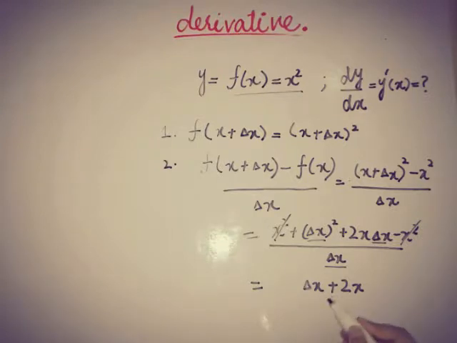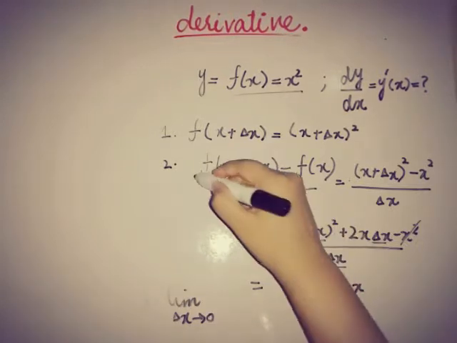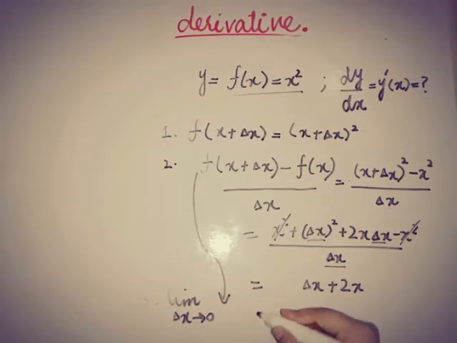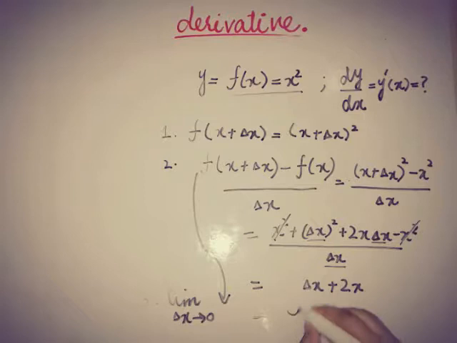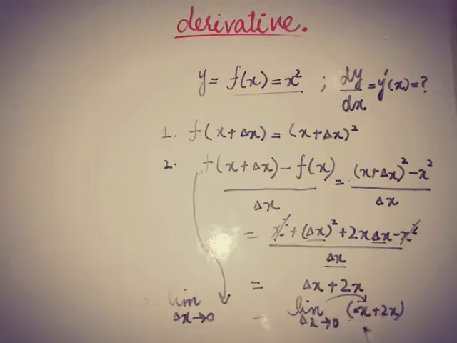Now the third step is taking the limit as delta x approaches 0 of this expression. I have no space left right now, so: limit as delta x approaches 0 of delta x plus 2x. By the laws of limits, the limit applies to each term, and there is no expression other than delta x that contains delta x, so delta x approaches 0 and we are left with only 2x.